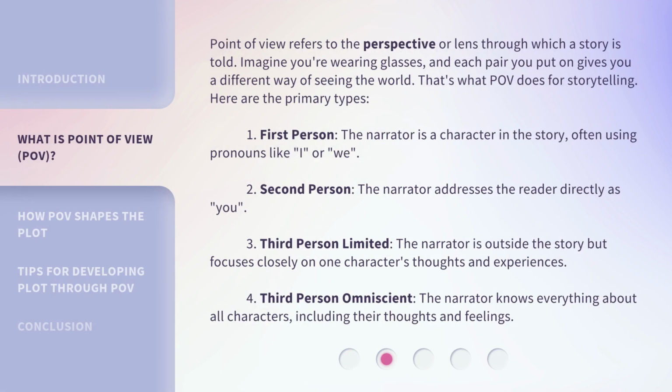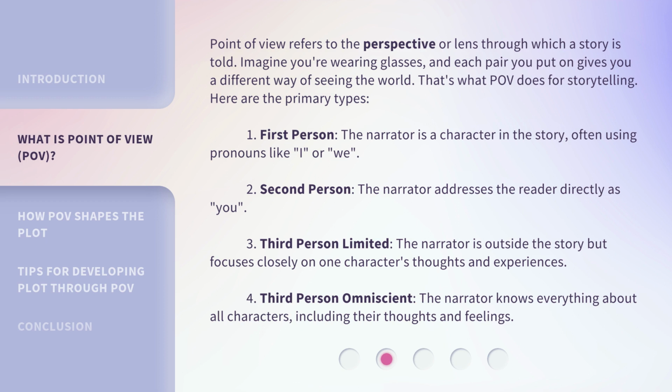Point of view refers to the perspective or lens through which a story is told. Imagine you're wearing glasses, and each pair you put on gives you a different way of seeing the world. That's what POV does for storytelling. Here are the primary types.